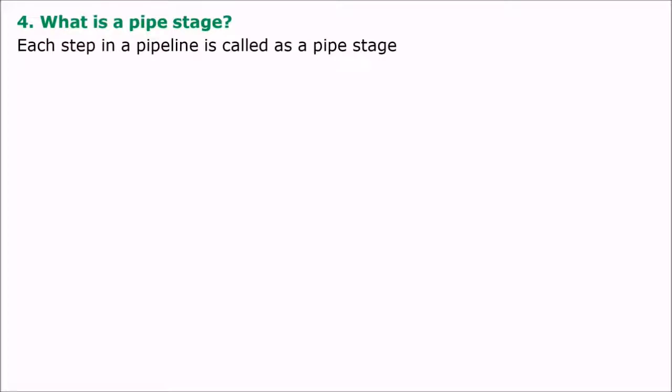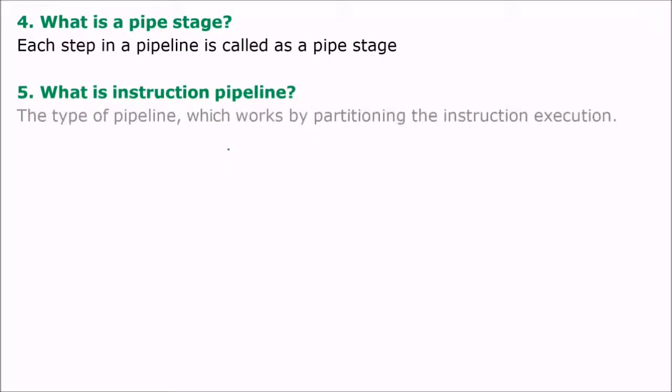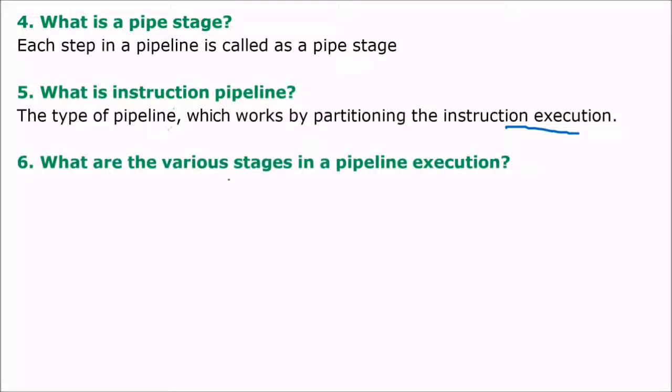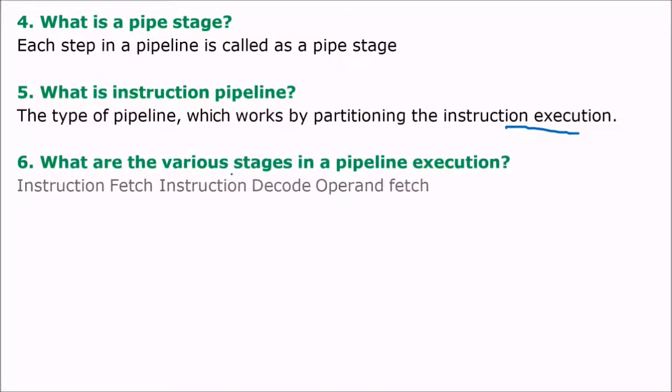Next comes, what is a pipe stage? Each step in a pipeline is called a pipe stage. So what is an instruction pipeline? The type of pipeline which works by partitioning the instruction execution. What are the various stages in pipeline execution? Instruction fetch, decode, operand fetch, operation execution, write back.